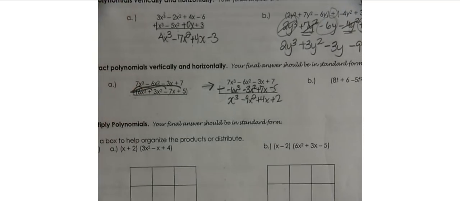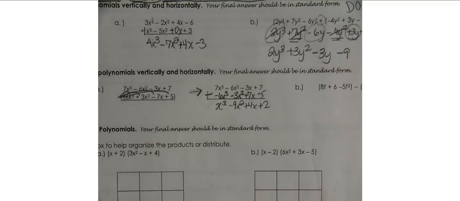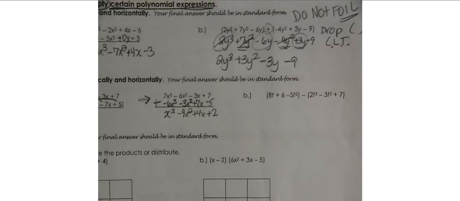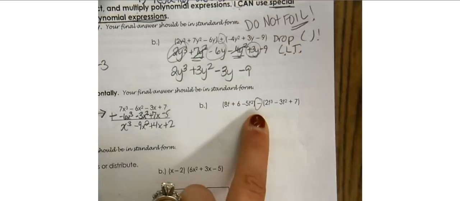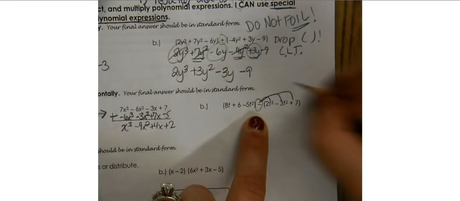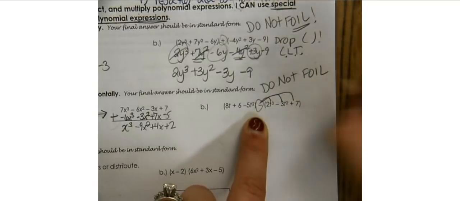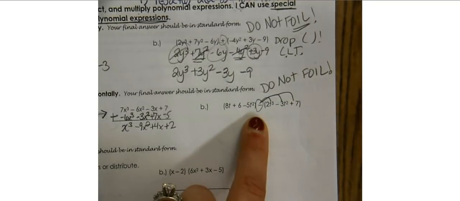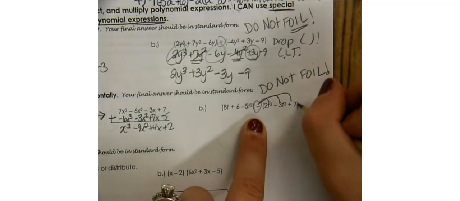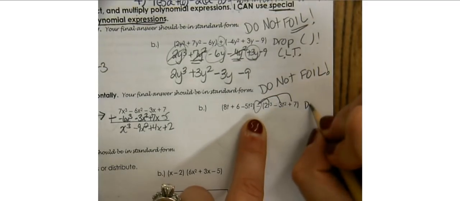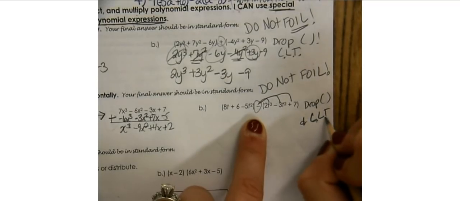So you can add vertically, or you can subtract vertically, or you can subtract horizontally. This is something that we have done before with other expressions. Once again, if you see two parentheses with a minus sign, please distribute that minus sign to every single term inside. Once again, do not FOIL. We are not multiplying our two parentheses in this case. Just simply distribute the negative to each term and then drop your parentheses and combine like terms.